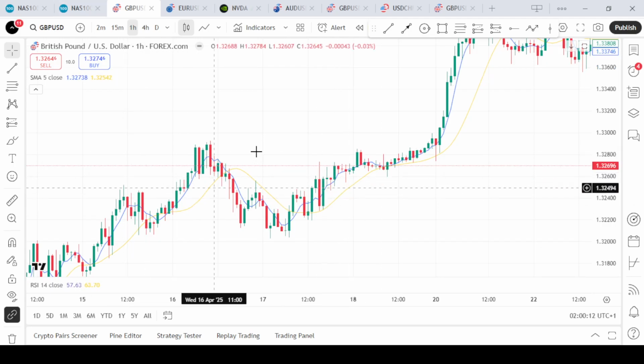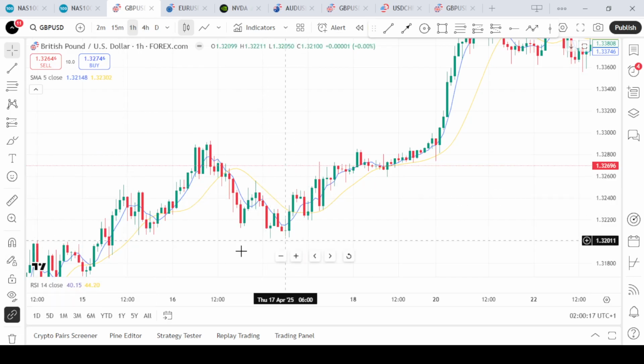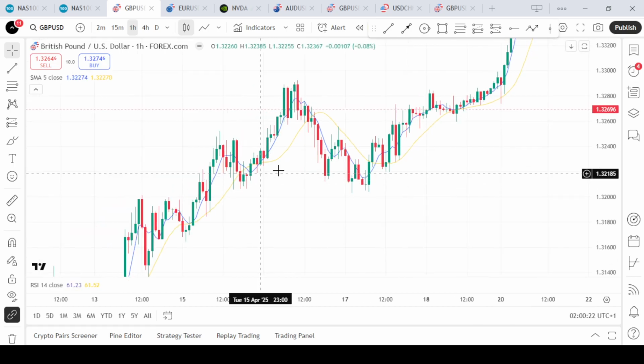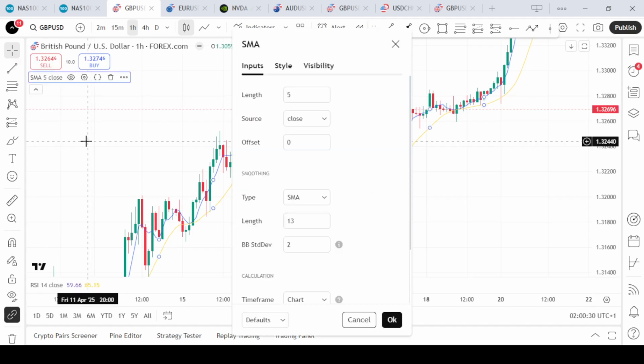So let's see how we can implement the simple moving average in our day trading strategy. The first step to do this would be to set up your chart for day trading. Setting up your chart, you would need to add your simple moving average to your screen, and because we are making use of this simple moving average for day trading, we will set it towards short-term price movement to get more sensitivity from our simple moving average.